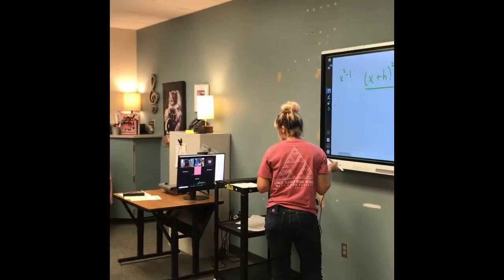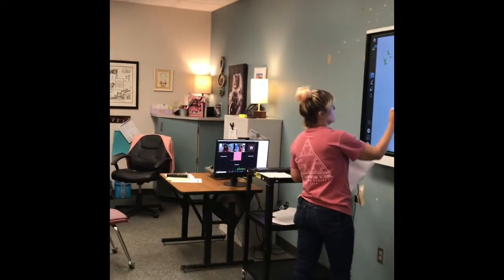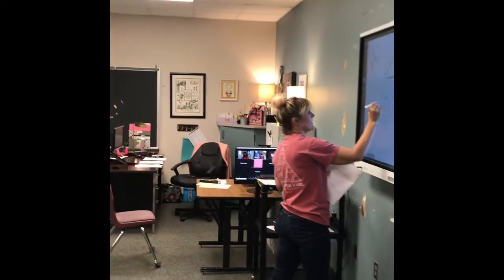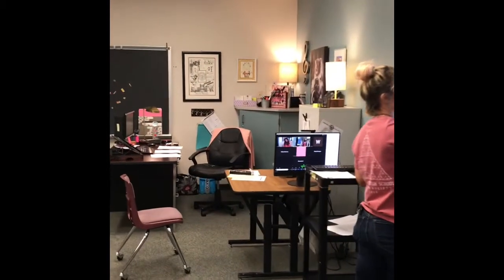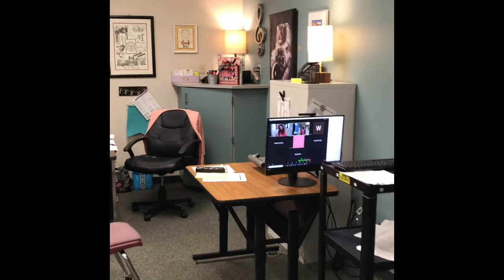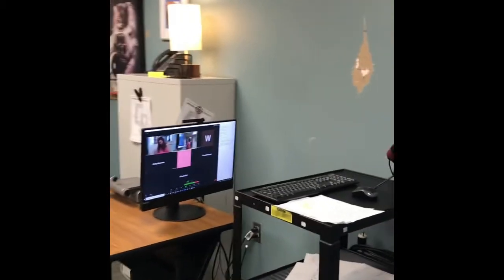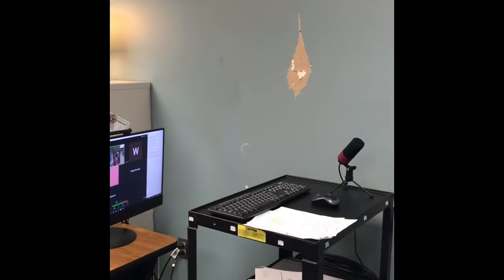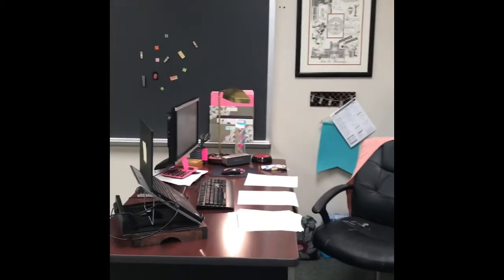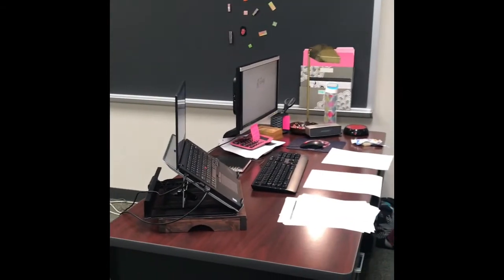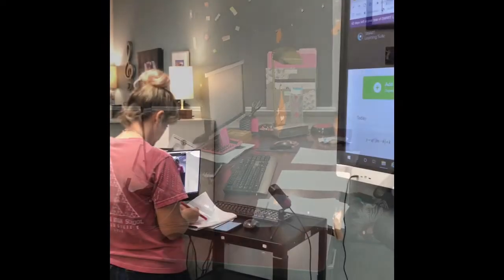And then you're going to have to distribute the negatives. So it is x squared plus 2xh plus h squared minus, oh, that's just x squared minus 1. So that turns into x squared plus 1.